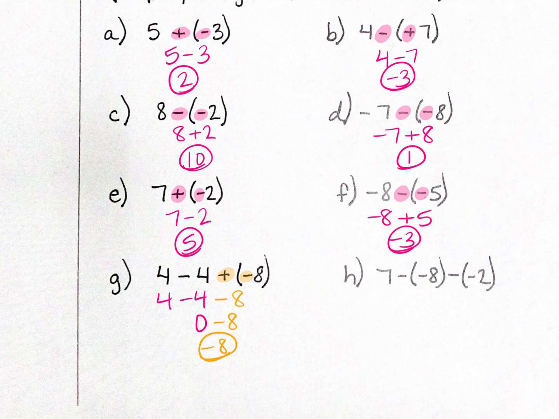We just take the first two integers at a time and go in order left to right using order of operations here. On H part, we have minus a negative. So that would be the 7 plus 8. And then we have, once again, minus a negative. A negative times a negative is a positive, so we get plus 2. So I'm going to say 7 plus 8, which is 15, plus 2 is 17.